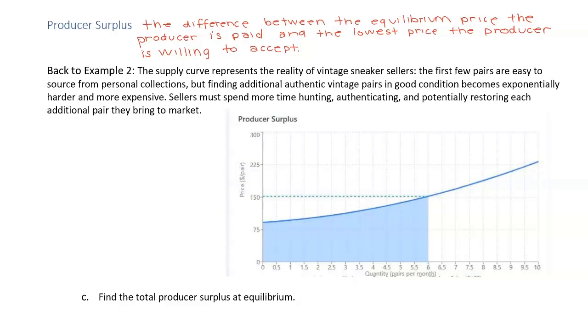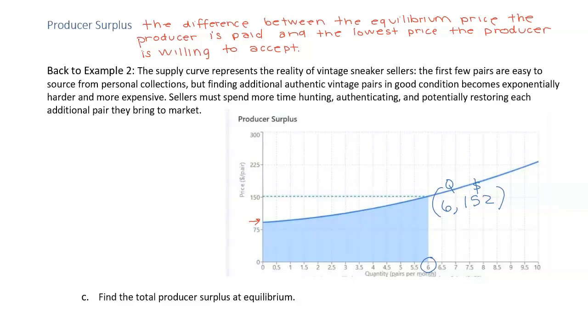Now, according to this supply curve, the lowest price that the producer is willing to accept is $92. But we found the equilibrium price of 6 pairs was $152. That is a difference of $60 in surplus. That's money above what we needed to be willing to sell.